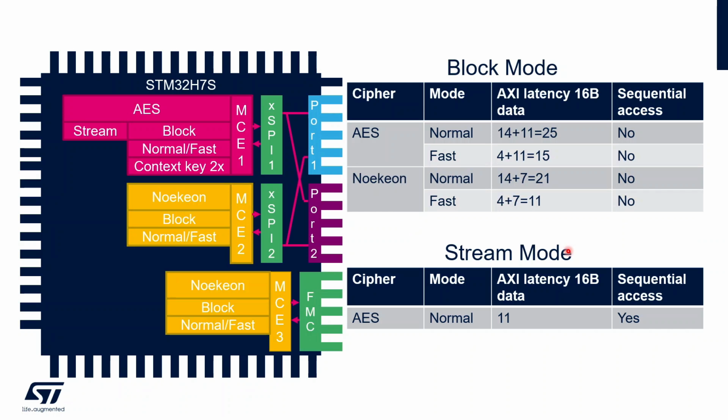The other MCEs are not using the AES, they're using the Neocon encryption and decryption engine, and they have only the block mode. So if you want to decide which one to use for the code, I would recommend using the MCE1 with the stream mode for the code data. And in case you have MCE2, this can be used beneficially for the RAMs, because with this, the read and write will always be in block mode.